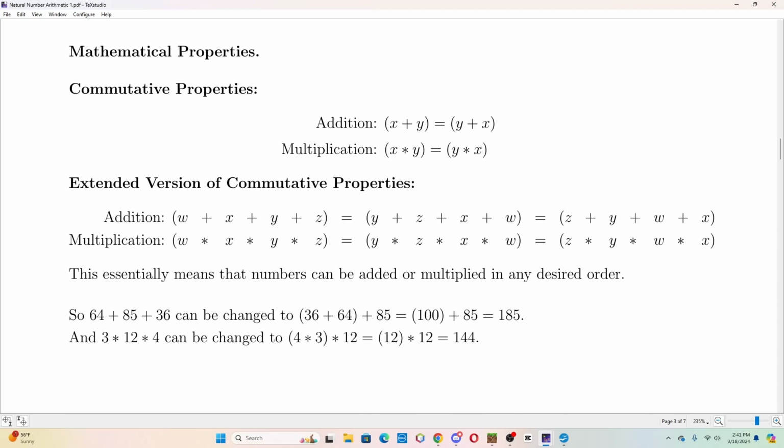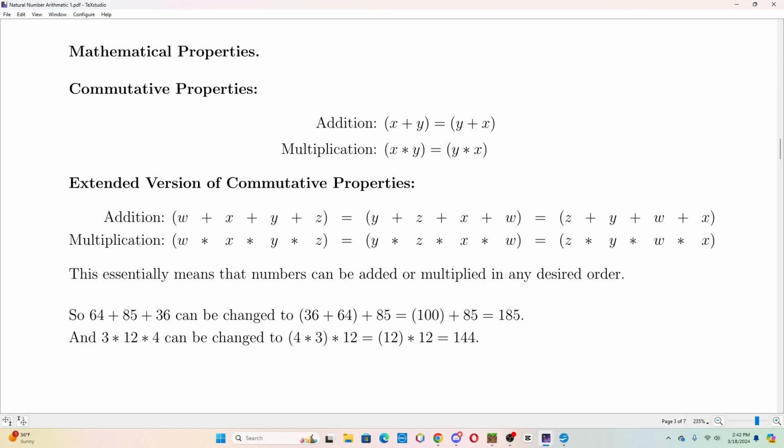For mathematical properties, let's start with the commutative properties of addition and multiplication. The idea behind these properties is that numbers can be added or multiplied in any order. First, we have the two-variable version, where x plus y is equal to y plus x, and the related statement is true for multiplication. The extended versions state that numbers can be added or multiplied in any order and that the answers will always be the same. For the extended version, I just took two different ways of ordering the four variables and put plus signs in between the variables in one equation and multiplication signs in the other. The statements would be true for any order.